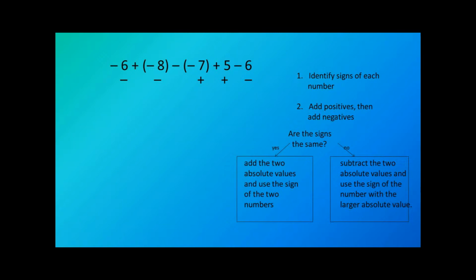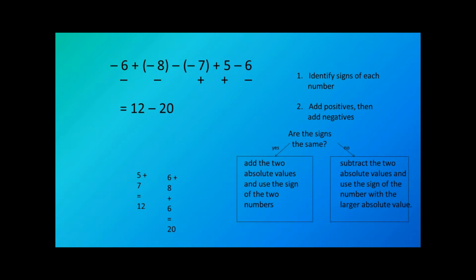And so let's do that here. We're going to first of all add up all the positives, and then we're going to add up all the negatives. So here we go. The positives are the 7 and the 5. So 7 plus 5 is 12. We jot that down. The negatives are 6, 8, and 6. Well, 6 plus 8 is 14. 14 plus 6 is 20. And so that's going to be minus 20. So we've got 12 minus 20.